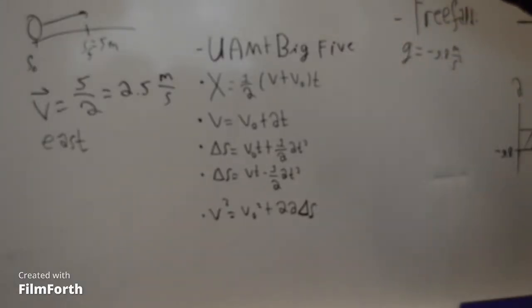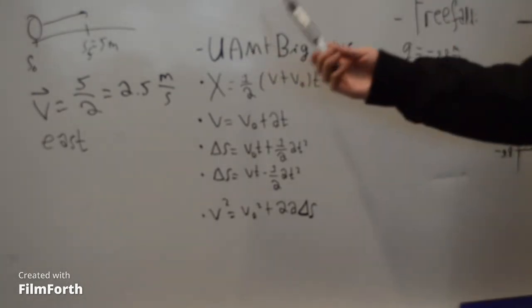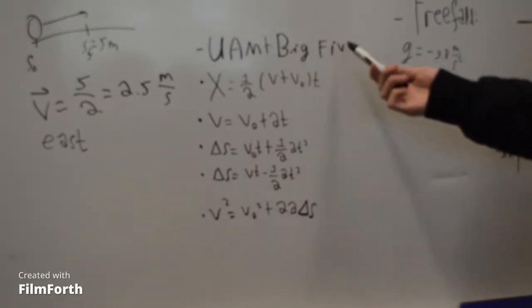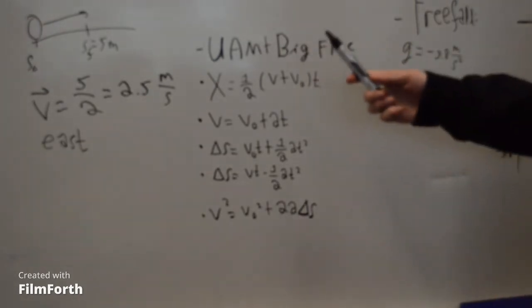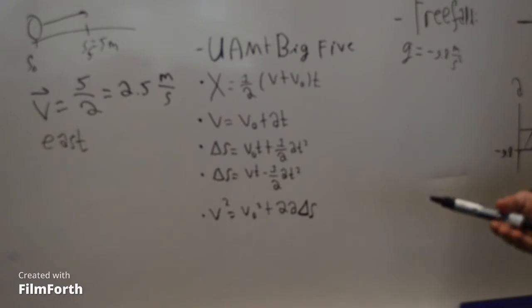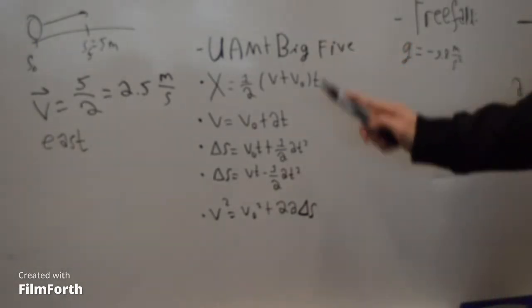Now that we got position, velocity, and acceleration down, let's talk about something that connects all of them together. Uniformly accelerated motion, or UAM for short, plus the big 5 equations. The big 5 UAM equations. You would use these equations when the acceleration of an object is constant. Now let's talk about all the big 5.